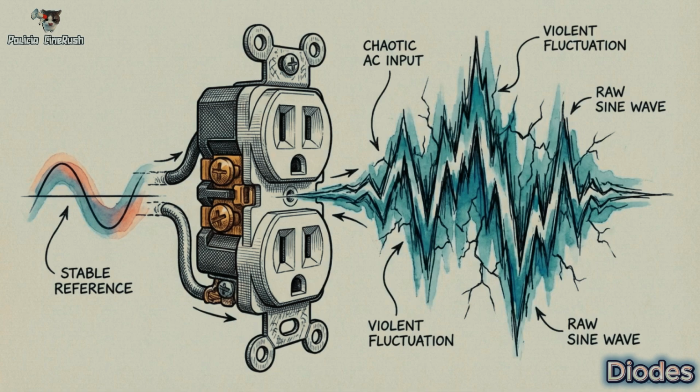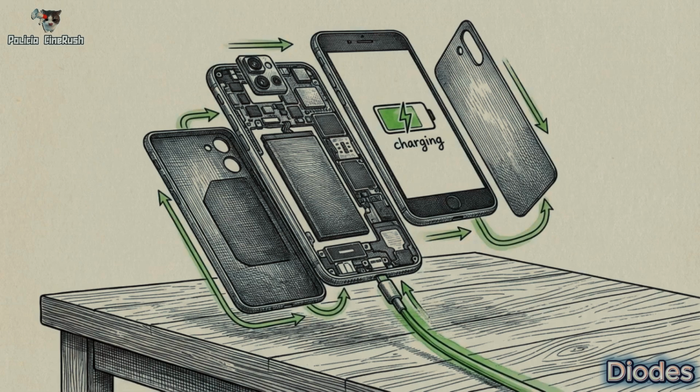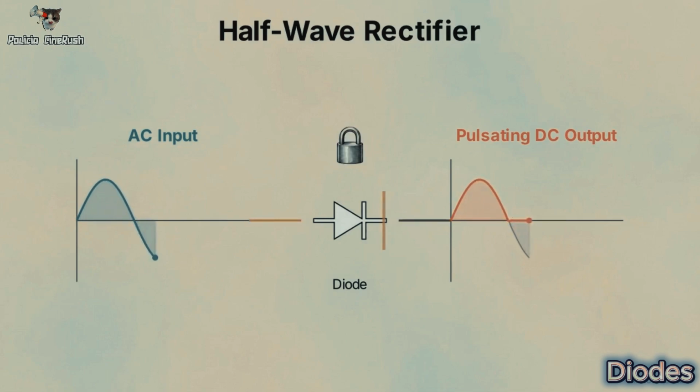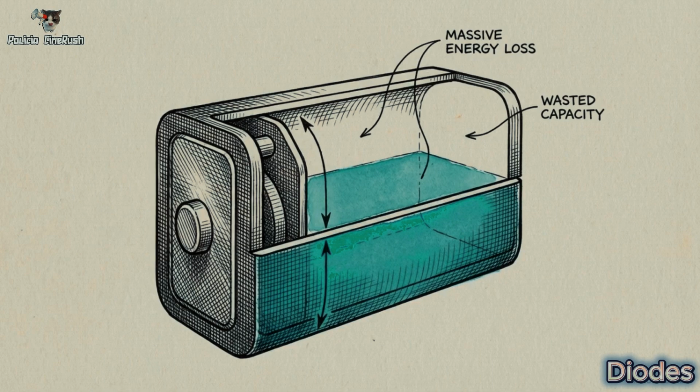So, how do we actually turn that violently fluctuating AC sine wave from the wall into the flat DC power your phone needs? We have to build a rectifier circuit. The simplest approach is a half-wave rectifier. If we place a single diode in the path of the AC wave, it allows the forward-pushing positive half to pass through. But when the wave tries to reverse direction, the diode snaps shut and completely slices off that negative half. The problem with this method is that it throws away a massive amount of energy.